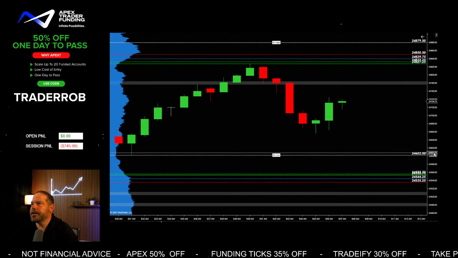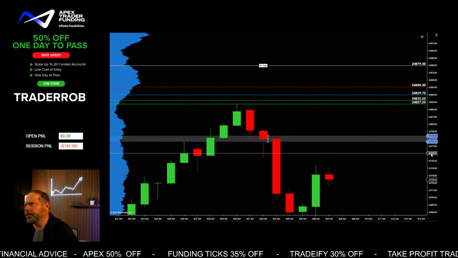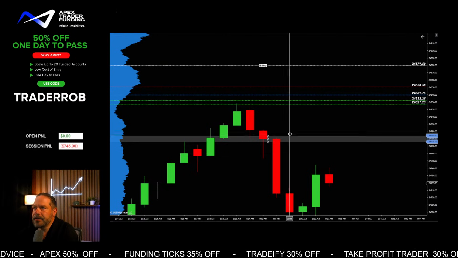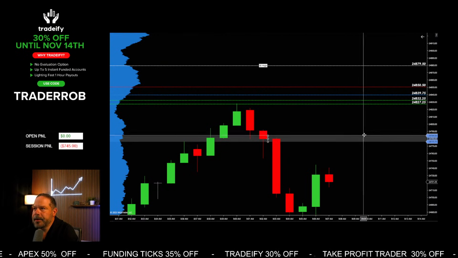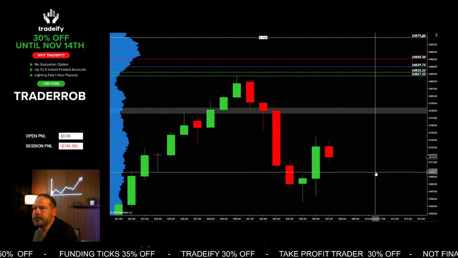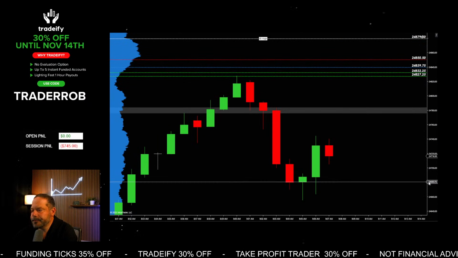Now we might see a reaction point here at this shaded box from the 24,775 to the 784. My only concern is that it looks very sweepy to me right up here at the top, and could still get the reaction, but it looks a little sweepy to me.